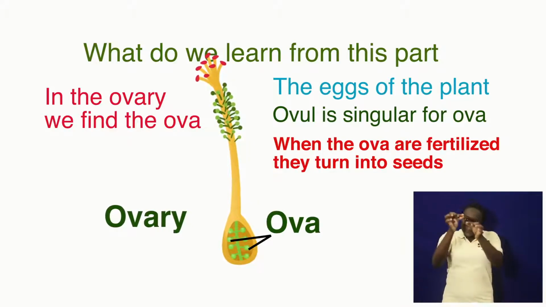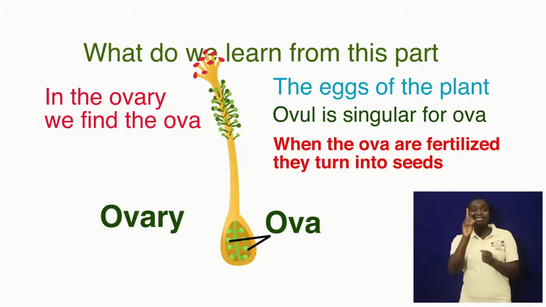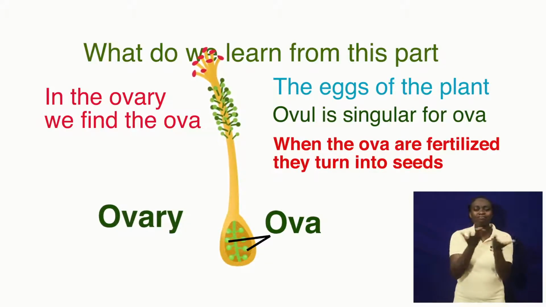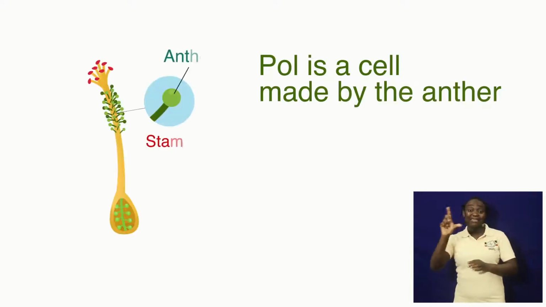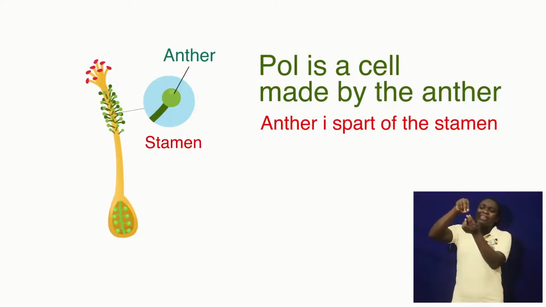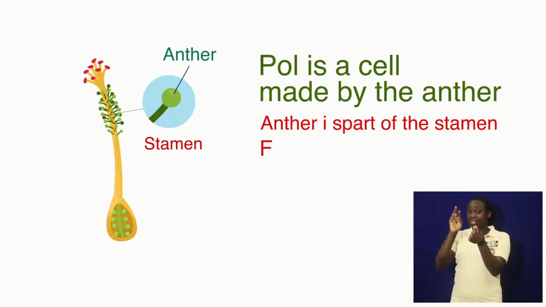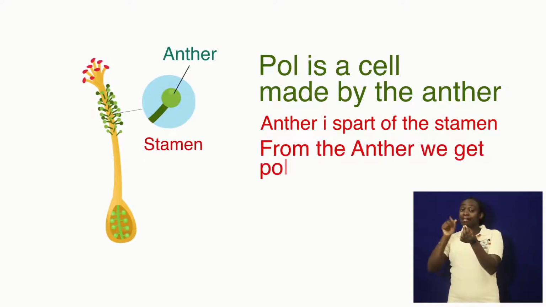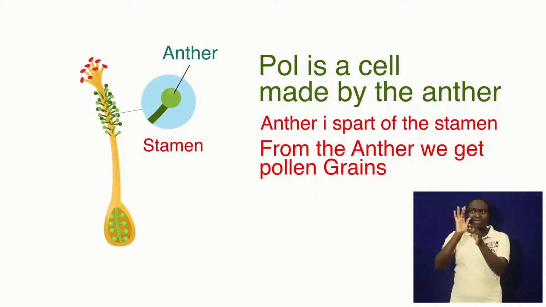What else did you hear in the song? Good. That pollen is a cell. It is made by the anther. Remember, the anther is part of the stamen, which is the male part of the flower. It is from the anther that we get what we call the pollen grains.